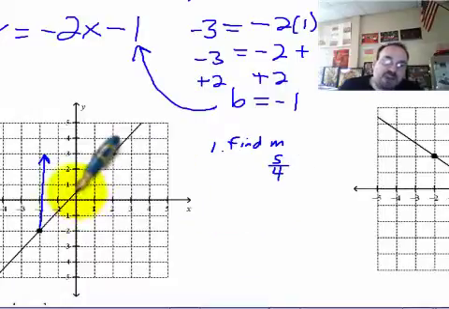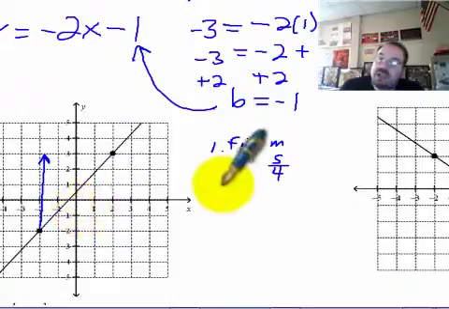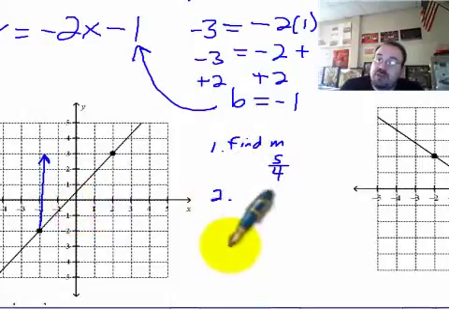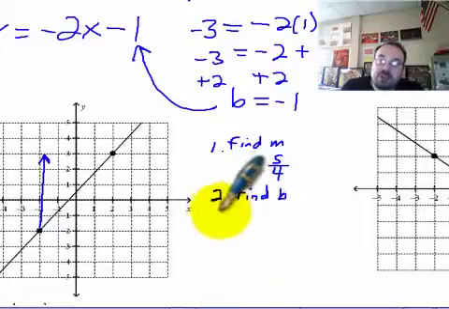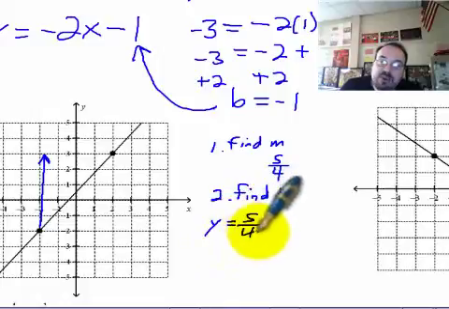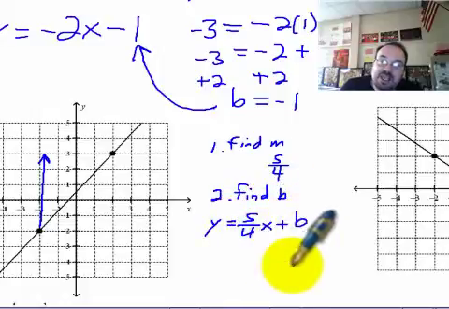Now my B value, I can't tell exactly where that crosses. Maybe it crosses at 1/2, but maybe it doesn't. We can't really tell for sure. So let's find B by plugging in numbers like we've been doing. So I have y equals 5/4 x plus B.